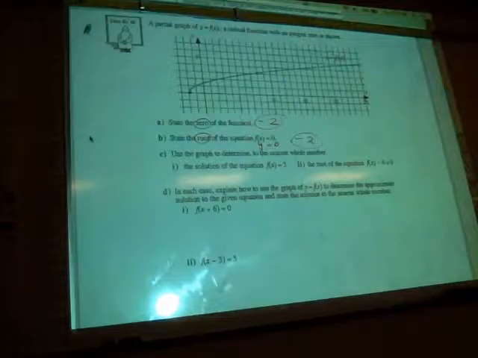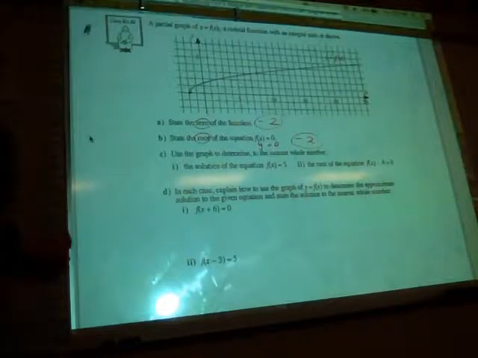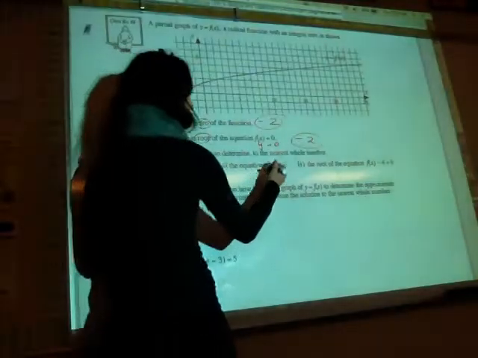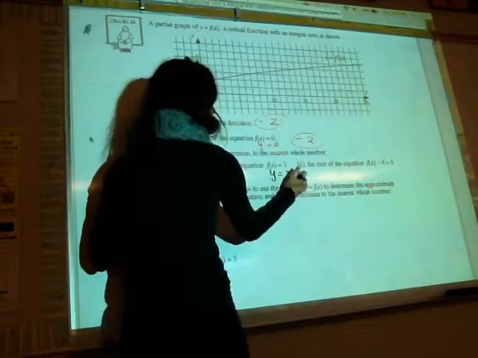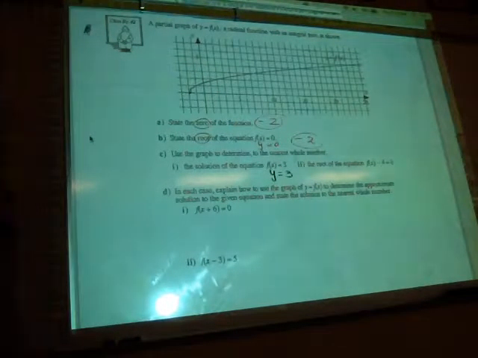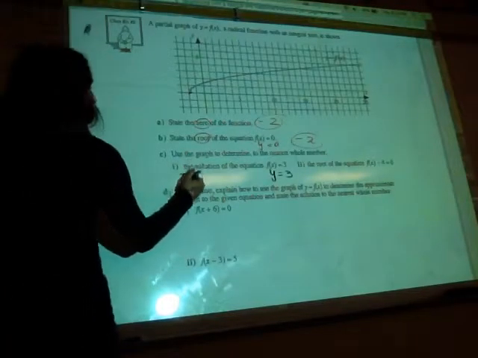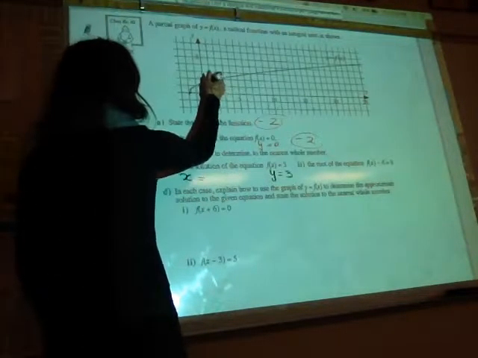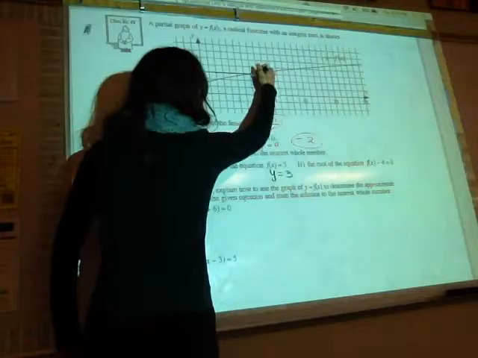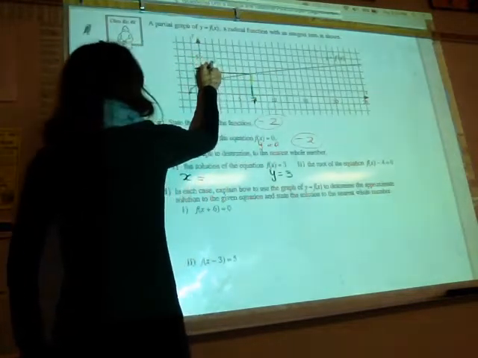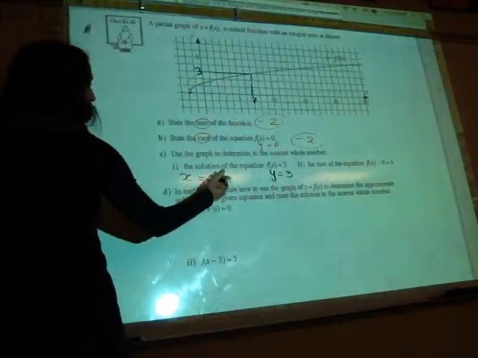Okay, use the graph to determine to the nearest whole number the solution of the equation when, this is pretty much saying y equals 3. So what does x equal when y equals 3? Well, let's look. 1, 2, 3, and we go over and down, we're at 7. When y is at 3, x is at 7.